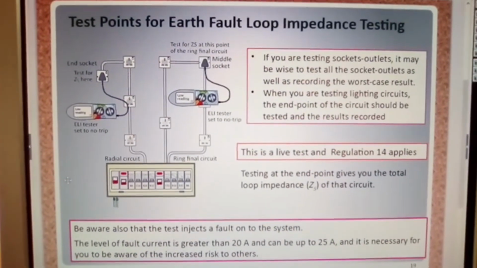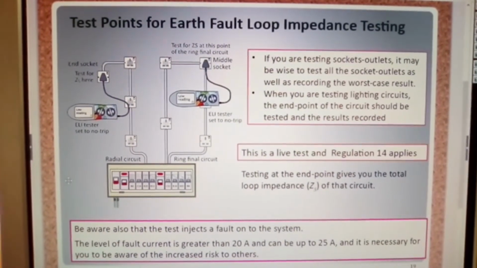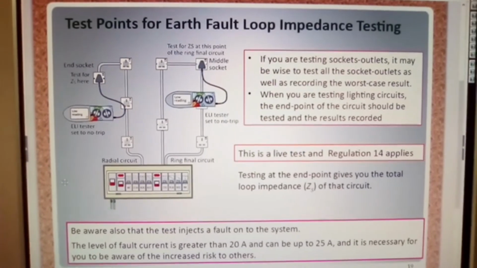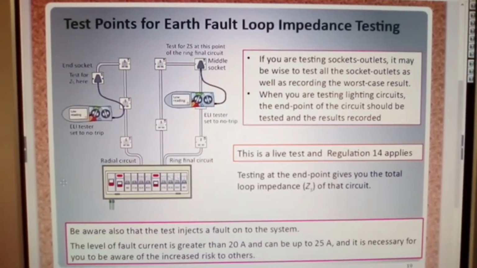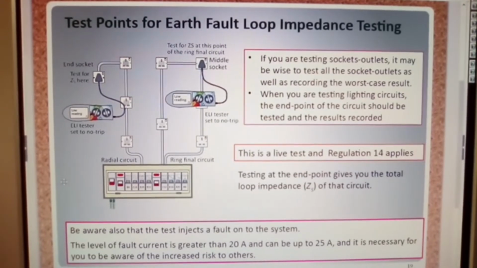Let me bring in here the test points for fault loop impedance testing. These are showing you where you can test these items, to make sure that you've got the right earthing protection in place.